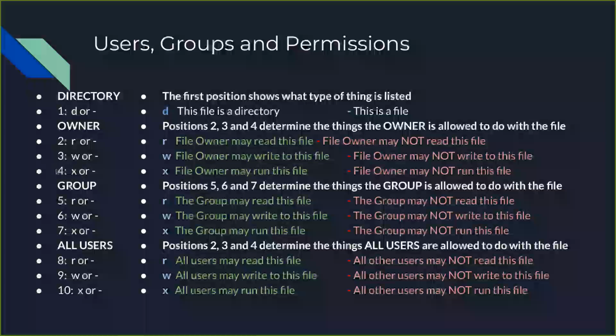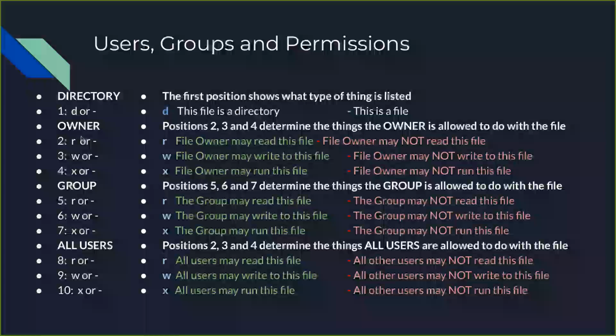And then in the third position within the owner set, or fourth position within the big 10 character string, you'll either see an X or a dash. X means that if this file contains a runnable program, then the file owner may run that program. And a dash means that the file owner is not allowed to run that program.